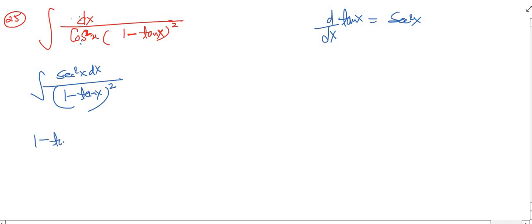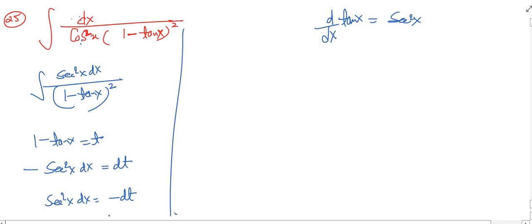this is t, तो minus of sec square dx is dt. Yes. Minus of dt. Correct. ठीक है. So this part got sorted. Yes, this part we got kind of sorted.